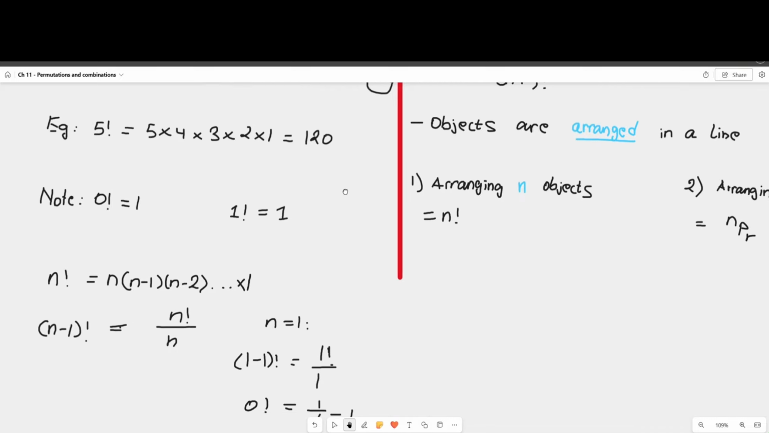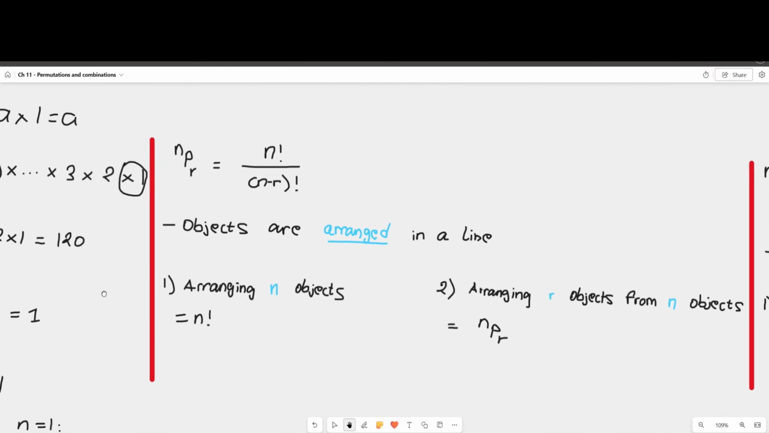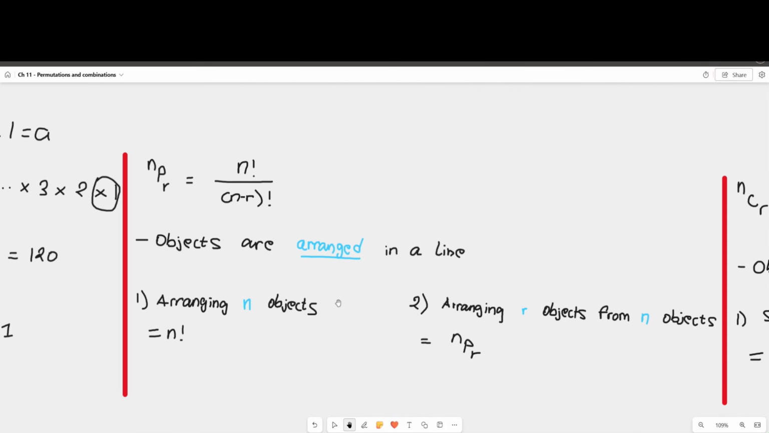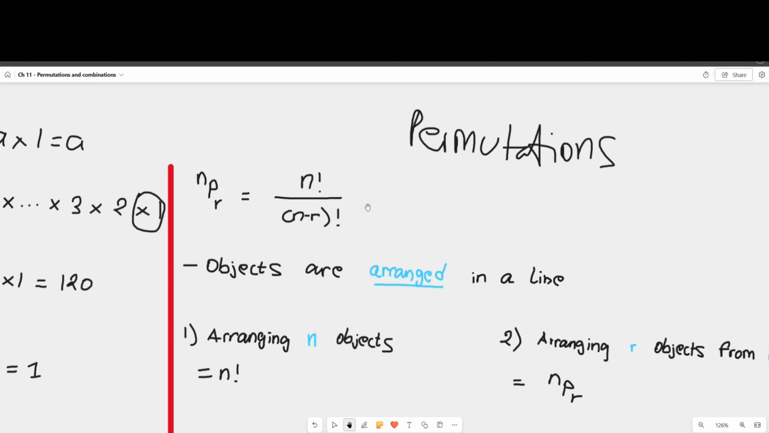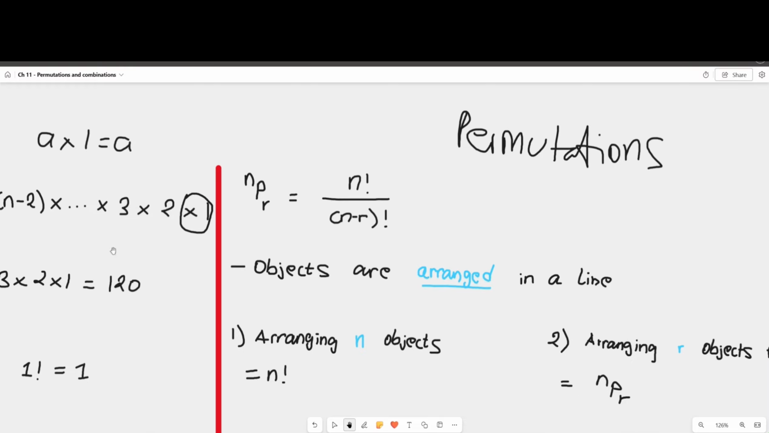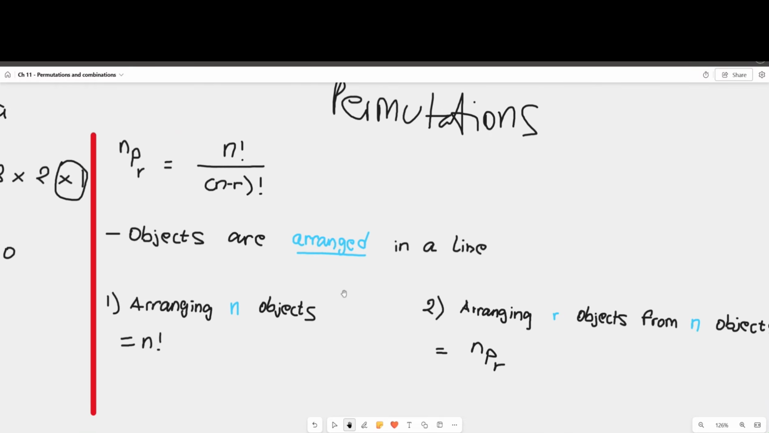So now that we've covered that, let's go to the main topic here, and let's start off with permutations. So the formula for permutations, we'll talk about where this is used in just a second, but basically nPr is equal to n factorial by n minus r factorial. So this is why the previous knowledge of factorial was relevant here.